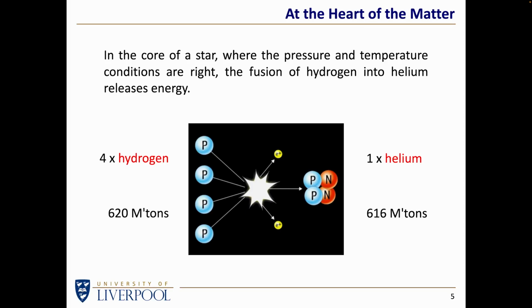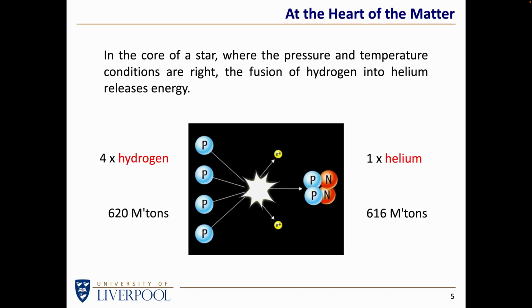It's not quite that simple because you'll never get 4 protons in the same place at the same time. It's a process whereby 2 protons fuse together and then they fuse with another one and then they get together and ultimately they produce the nucleus of a helium atom, 2 protons and 2 neutrons. So the net result is, if you start with 4 hydrogen nuclei, you'll end up with 1 helium nucleus.